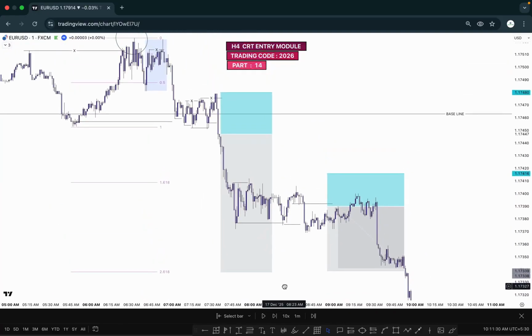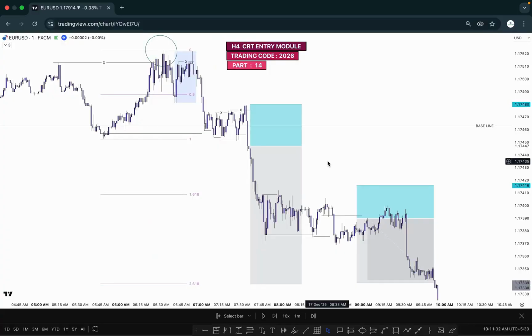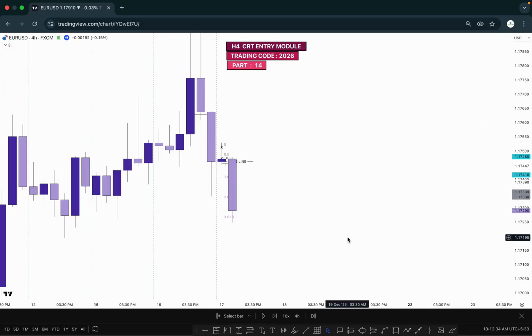So this is the complete process of how we can take entry in a bearish market when the market takes out the previous structure high and closes below the baseline, so we can find a lower time frame entry after creating a strong bearish candlestick formation here.